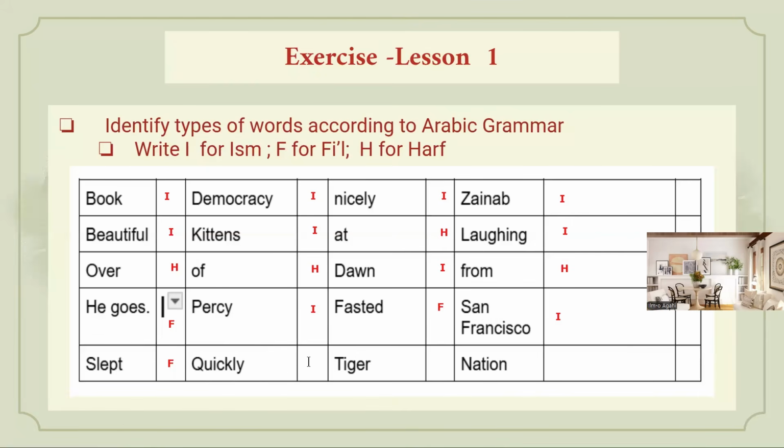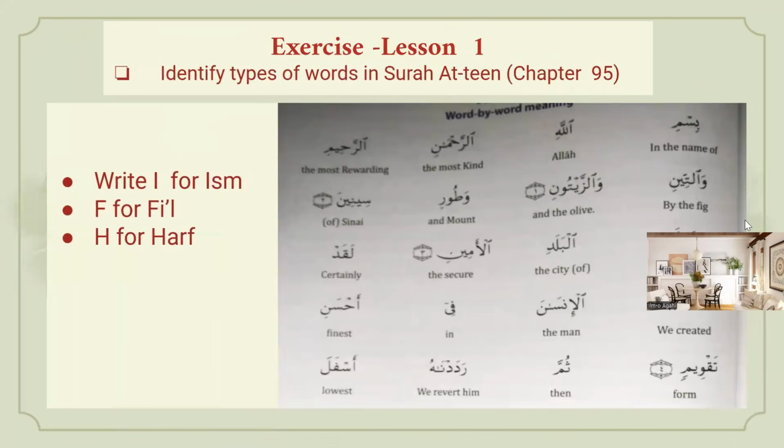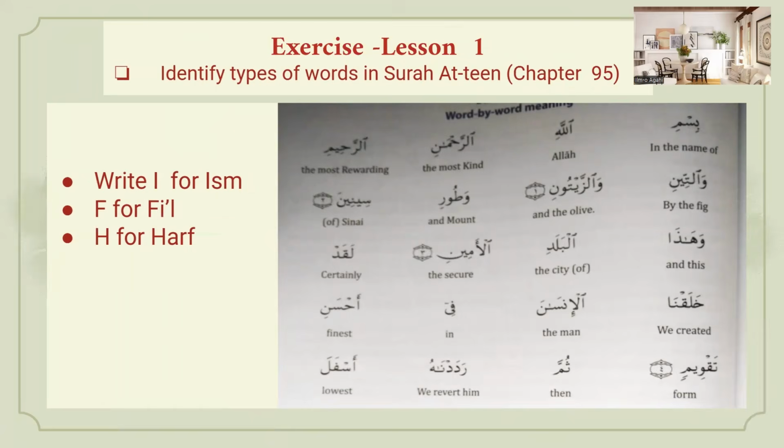Quickly. Quickly is, again, the detail of an action. Detail of an action or adverb is also considered ism in Arabic. Okay. Then tiger, name of an animal. So it's what? Ism. Okay. And then nation is an ism. So that's how you are going to do the exercise. You can come up with your own examples if you want, some examples of ism, and then fail, and then harf.